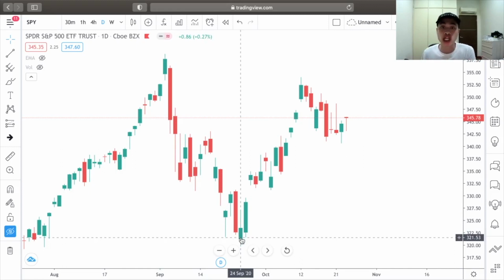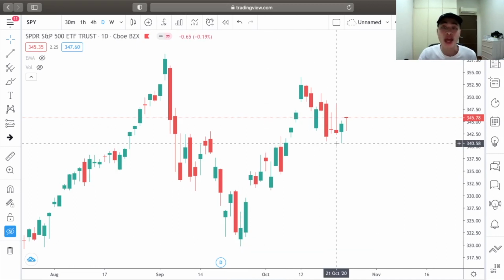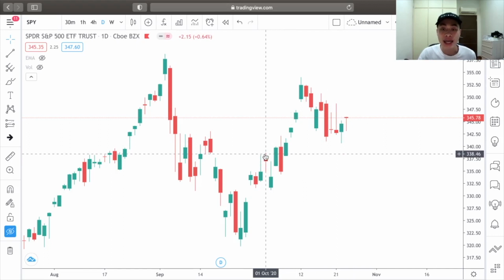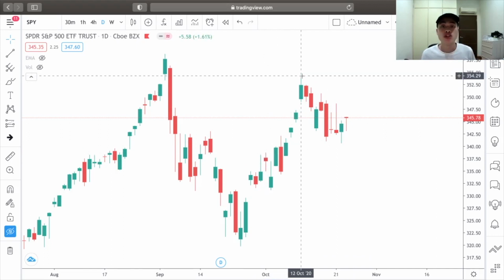However, for the right side of the chart, prices made higher lows and higher highs. This was a higher low and this was also another higher low. And this was a higher high and this was also another higher high. So on the left side of the chart, prices were on a downtrend, and on the right side of the chart, prices were on an uptrend. So although the S&P 500 was in the red in the past 2 weeks, we are still technically on an uptrend. So based on the price action for the S&P 500 on the daily time frame, I'm still bullish for the S&P 500.